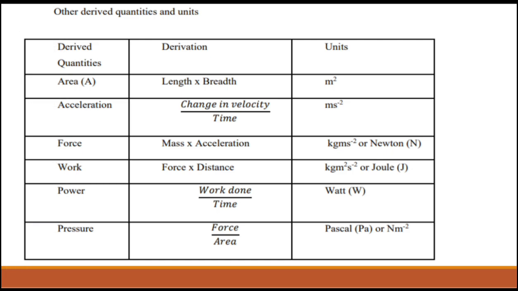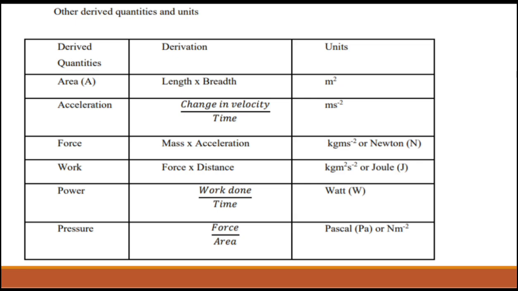So another derived quantity is the area, which is length and breadth. The unit of area is what? Meter square. It consists of the fundamental quantities, length and breadth. So the next one we're going to discuss is acceleration.